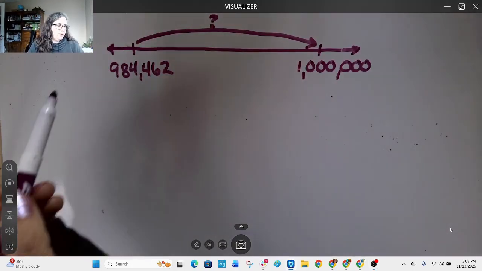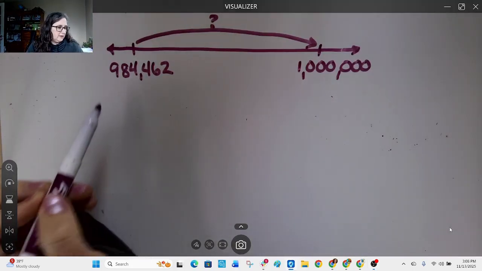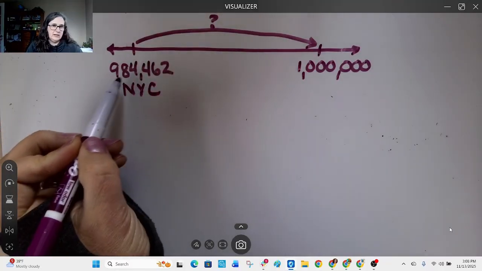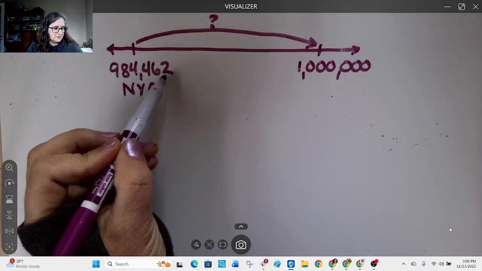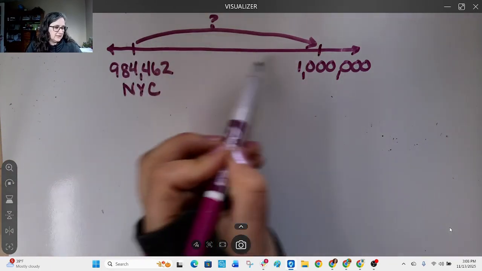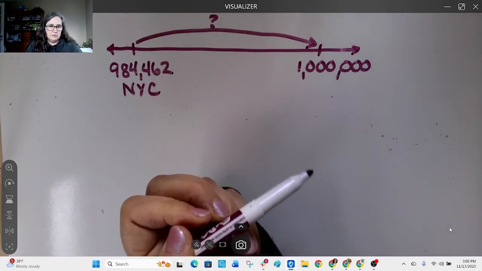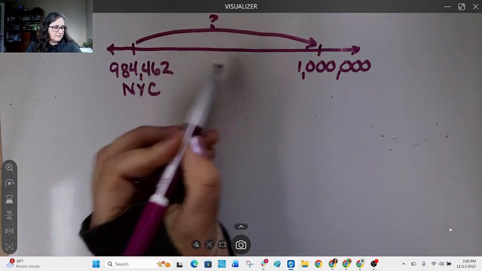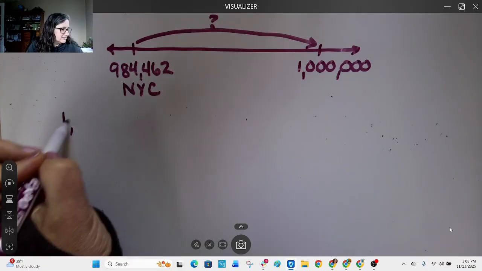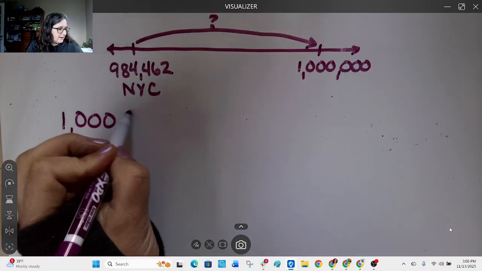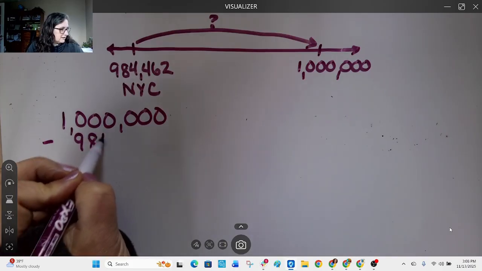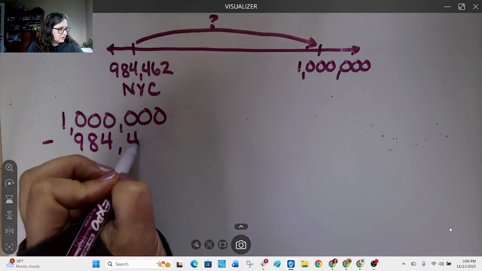Okay, so in the last problem, we are thinking about the New York City School District, and they have 984,462 students, and they need to get to, or how many students would it take for them to have 1 million students? So we're trying to find the difference, which traditionally most kids are going to set up by writing out 1 million minus 984,462.